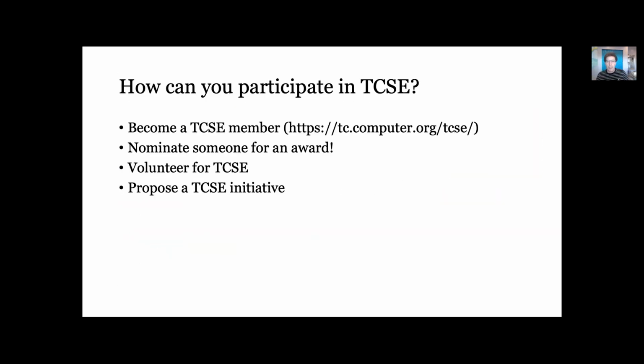How can you participate in TCSE? Well, of course, we would love it if you could become a member. Membership is free. You can go to the TCSE landing page at tc.computer.org/TCSE and click the join button.